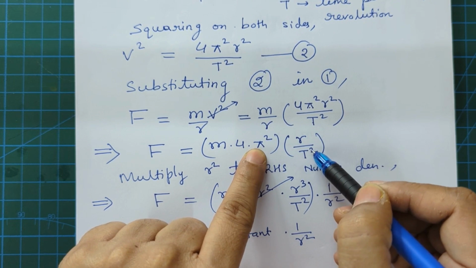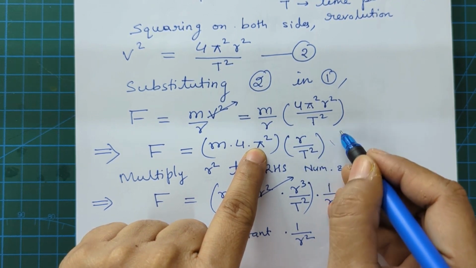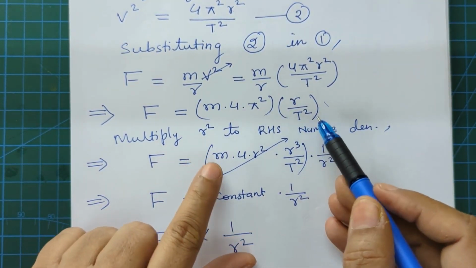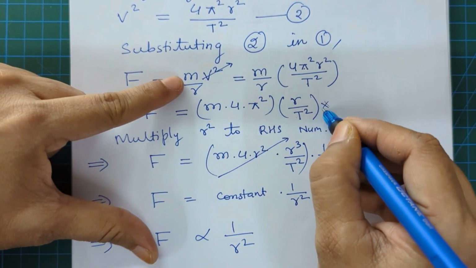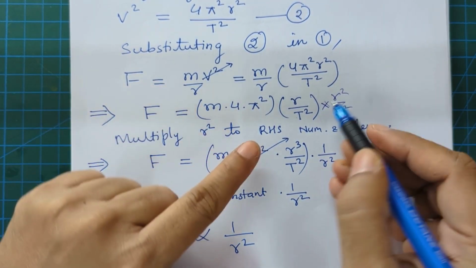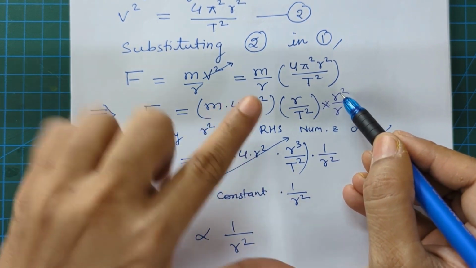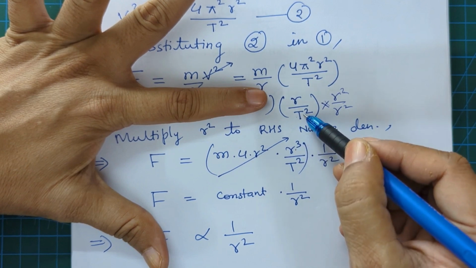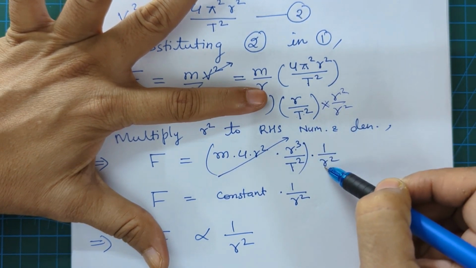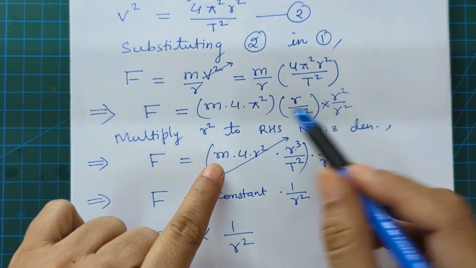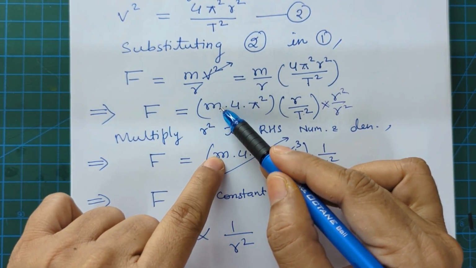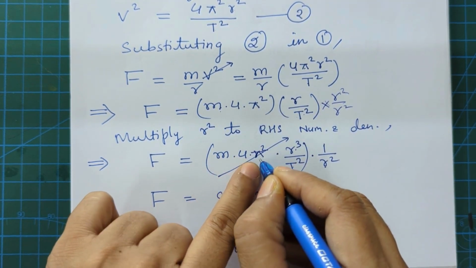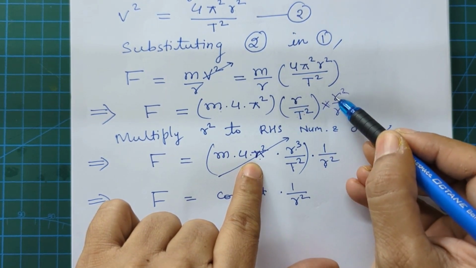Up to this, fine. Then at this stage, to the numerator and denominator, we will multiply r square. When we multiply r square at this stage, then we will get r into, see, this all is constant. R into r square is r cube. Then we have t square, and this r square stays in the denominator. So m is the mass of the planet, which is a constant. 4 pi square is also a constant. Then r cube by t square.